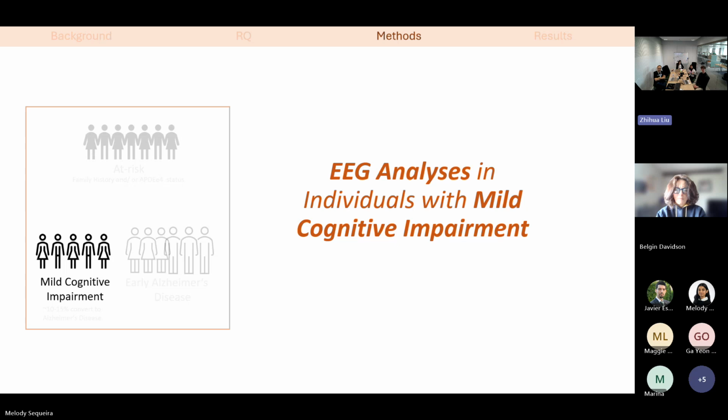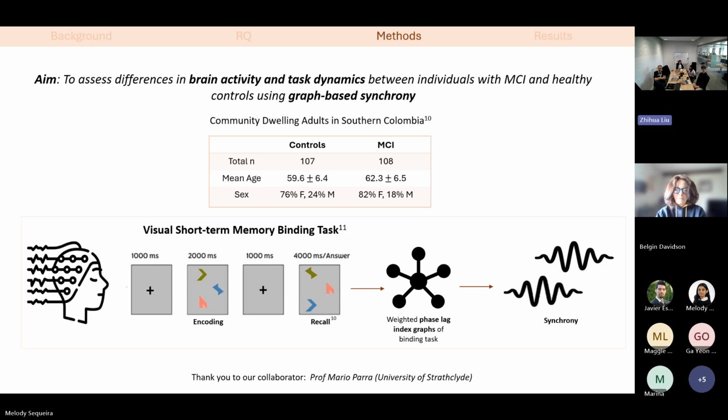So moving on to my EEG analysis, I did EEG analysis in individuals with mild cognitive impairment. Firstly, a huge thank you to our collaborator, Mario Parra, who is based at the University of Strathclyde, because of whom we got access to this really good data set. The aim of the study was to assess differences in brain activity and task dynamics between individuals with mild cognitive impairment and those that are healthy using graph-based synchrony.